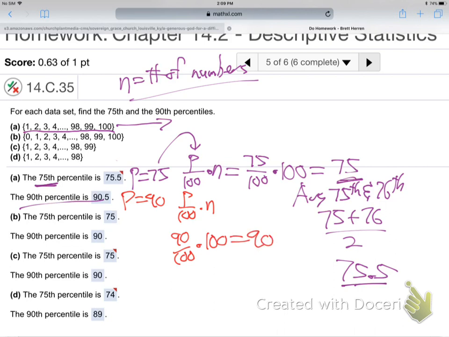But wait, what are we supposed to do when we get a whole number? Mix lightly. Just do what it says. What does it say? You take the 90th and 91st, right? Whenever you get a whole number, you're grabbing two numbers, aren't you? If you get a decimal, you're rounding up and grabbing one number. See the difference? So we're grabbing 2. So that's 90 and 91. Add them and divide by 2. It's going to be 90.5 because it's right in the middle of 90 and 91. Hence the answer, 90.5.